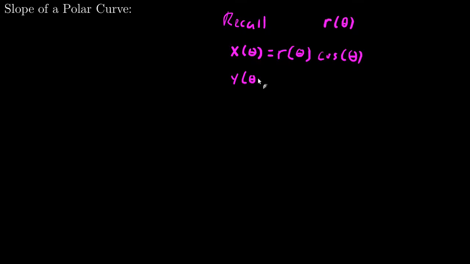In this video, we're going to look at the slope of a polar curve. First of all, let's recall that if we have a polar curve, r of theta, or a polar function, the Cartesian parametric equations are x of theta equals r cosine theta, and y of theta equals r sine theta.